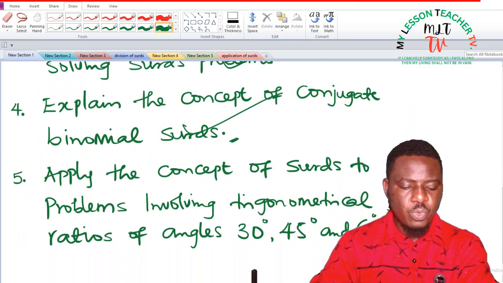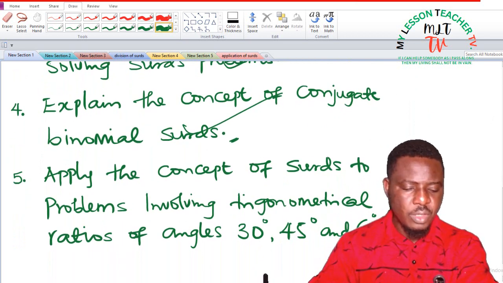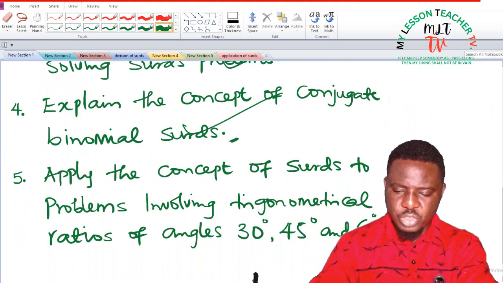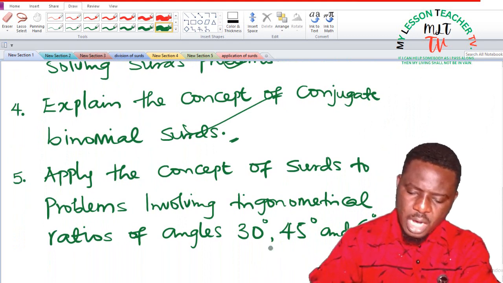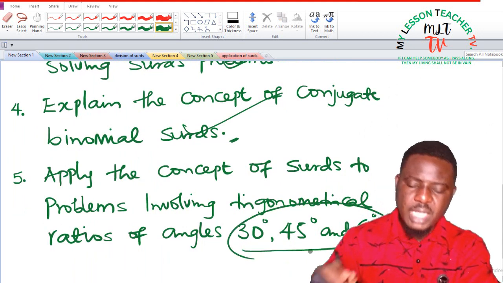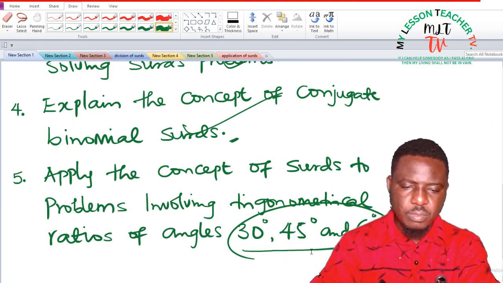In today's class, we shall take the fifth objective, which says apply the concept of SURDS to problems involving trigonometrical ratios of angles 30 degrees, 45 degrees, and 60 degrees. And we refer to these angles as special angles.